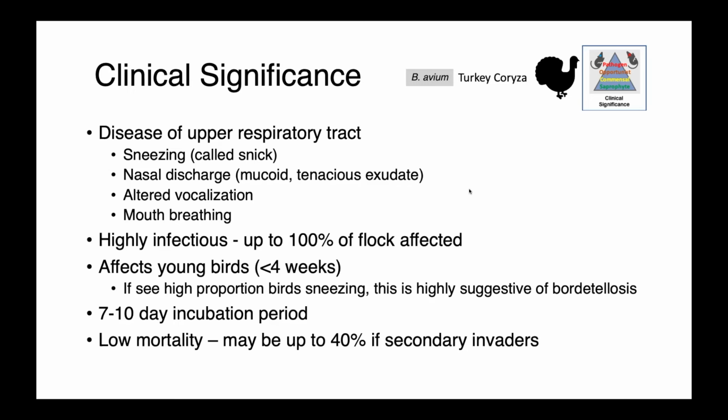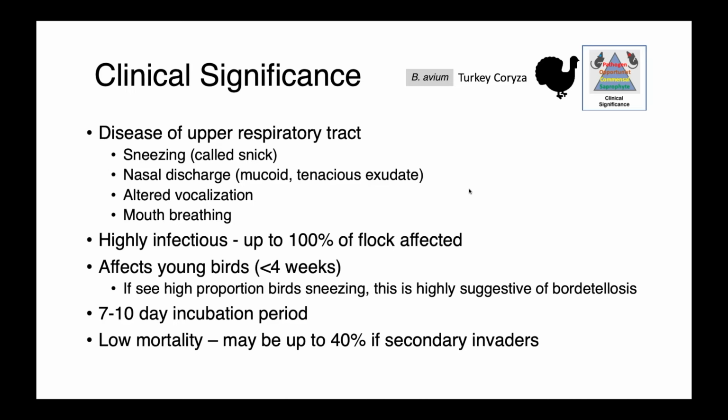Because this organism is so highly infectious and so contagious, up to 100% of the flock can be affected. We typically see this affecting younger birds, so generally less than 4 weeks. And if you see a high proportion of the birds in a flock sneezing, this is highly suggestive of bordetellosis or turkey coryza. Animals develop clinical signs following a 7 to 10 day incubation period. And generally speaking, although we can have a very high rate of morbidity, the mortality tends to be low.